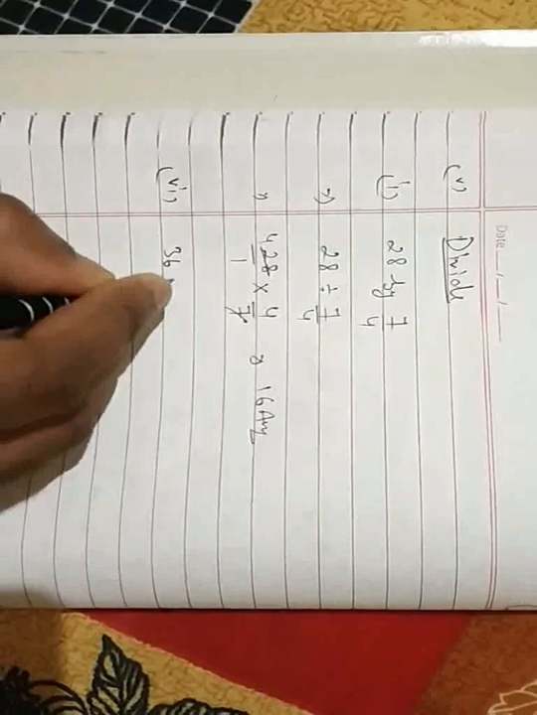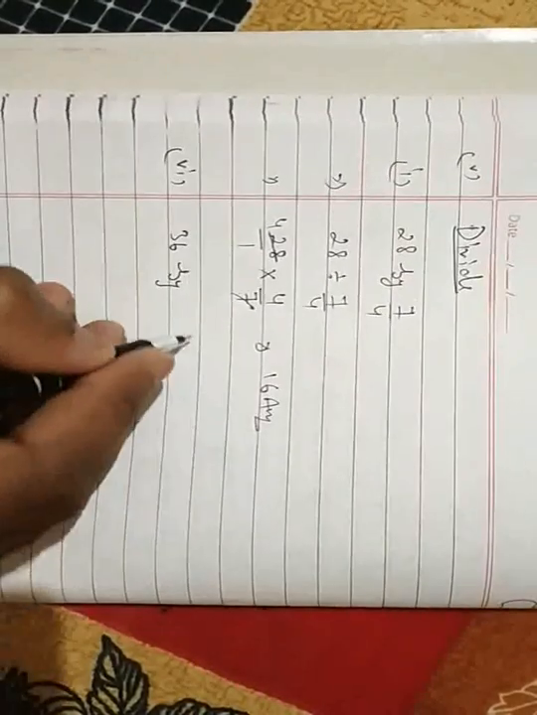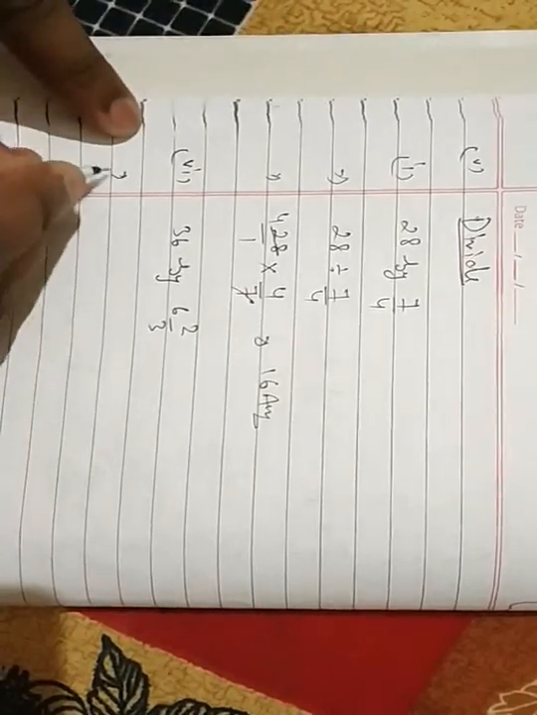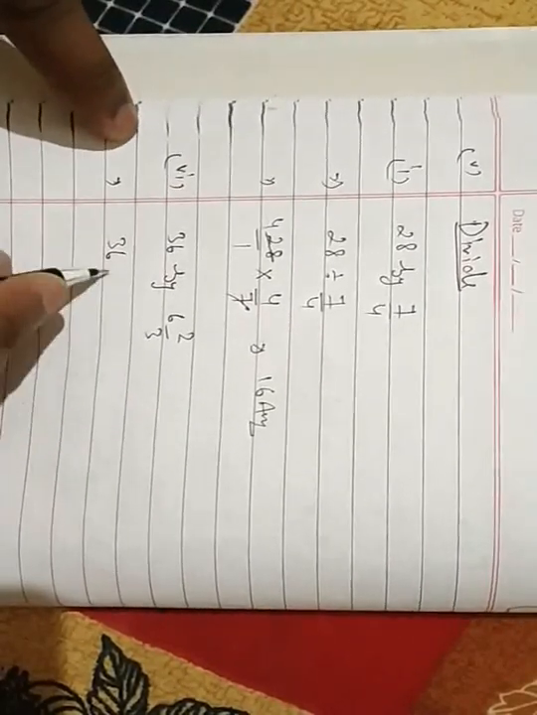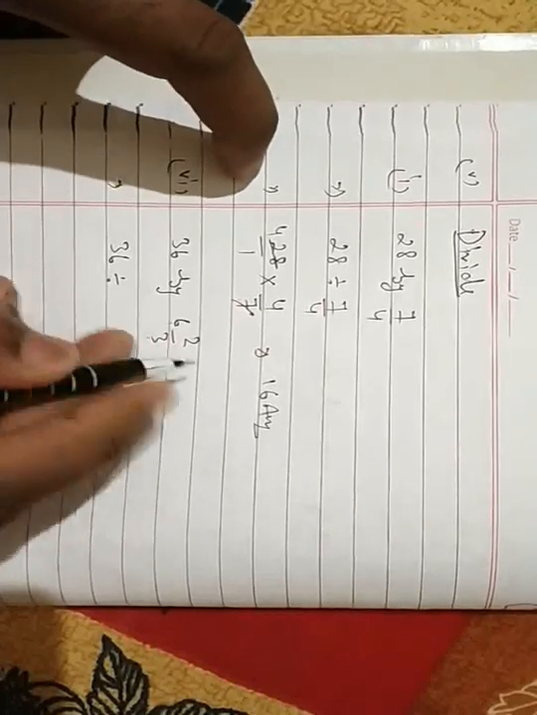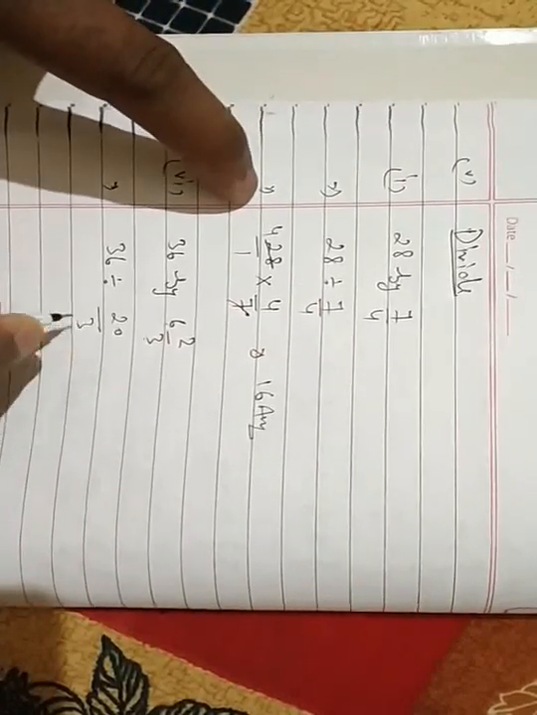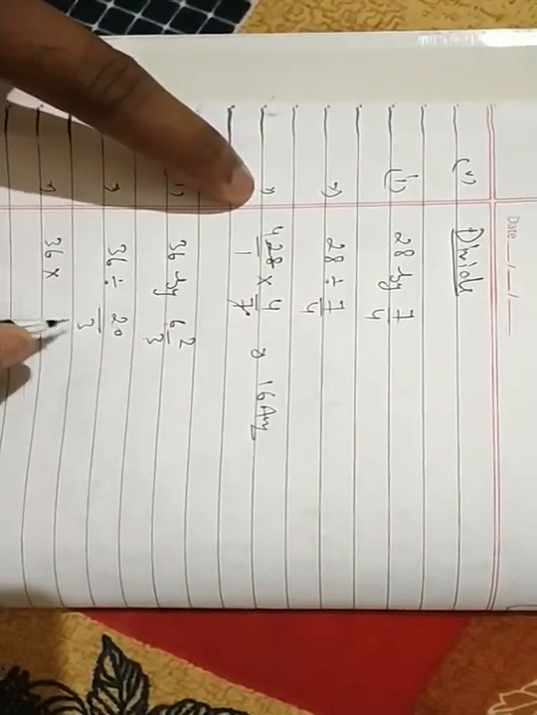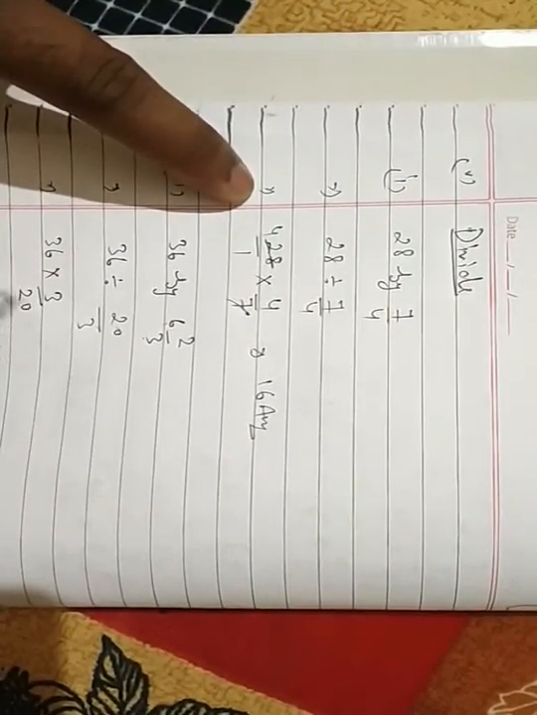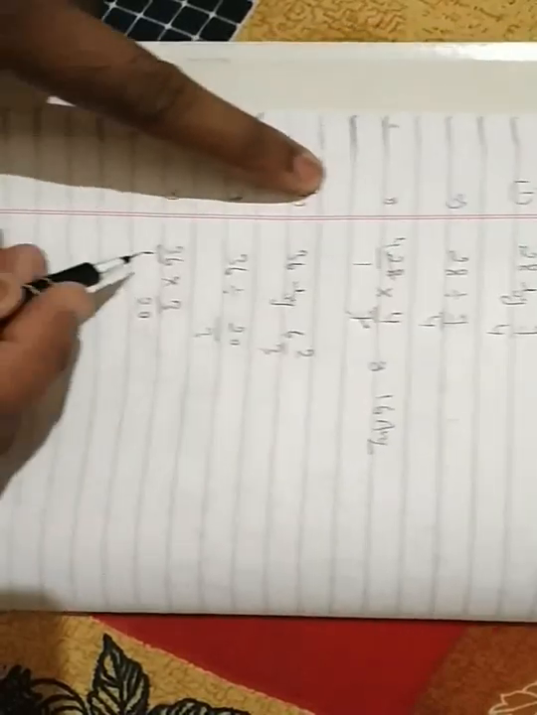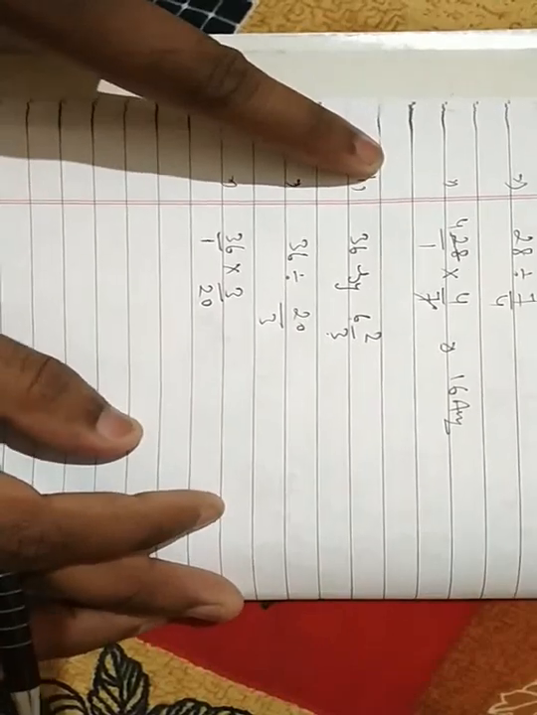36 divided by 6 integer 2 by 3. 36, divide will change into multiply. 6 3s are 18 and 18 plus 2 is 20 by 3. The 20 by 3 will be changed into its reciprocal, 3 by 20. We can write denominator 1 under 36.